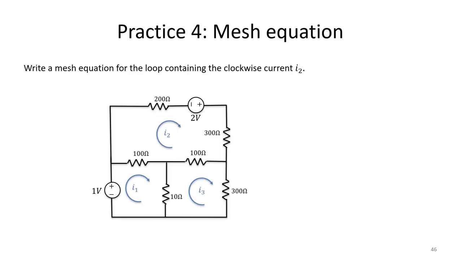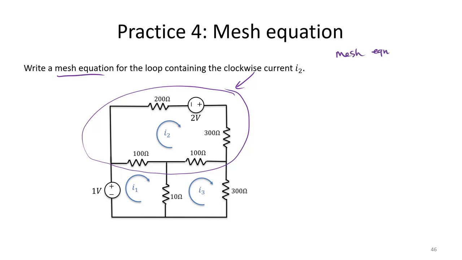Okay, let's move on to our next practice. In this practice, we want to write a mesh equation for the loop containing our current I2. When we want to write a mesh equation, that means first we need to apply Kirchhoff's voltage law, and then rewrite Kirchhoff's voltage law in terms of our mesh currents.